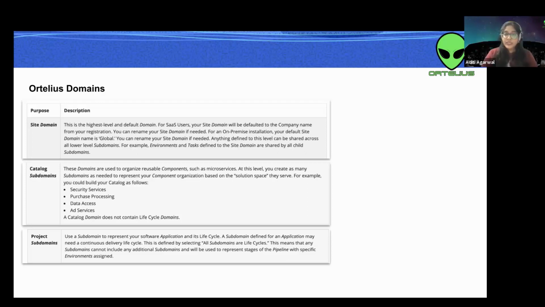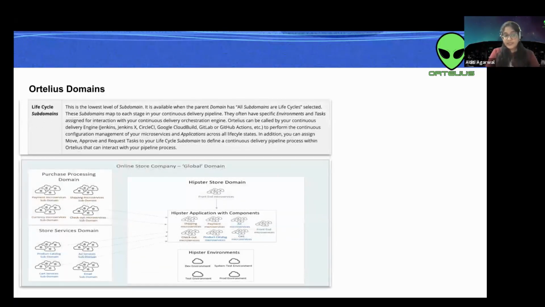Any versioning you have to do and any updates you have to do, you will be doing in this subdomain only. You cannot create any other additional subdomain. The child domain of this project domain is the lifecycle subdomain. It is the lowest level of subdomain. It is available when you have the parent domain project subdomain which is tagged as all subdomains are lifecycle. I'll be showing you this point in the demonstration of Ortelius.